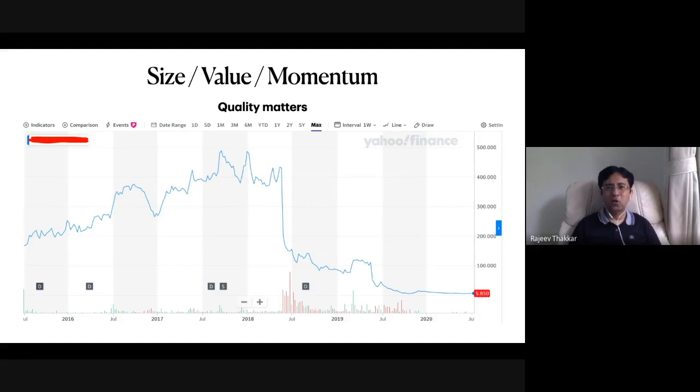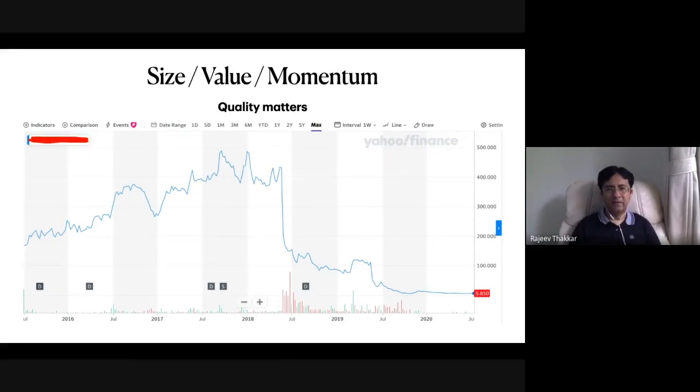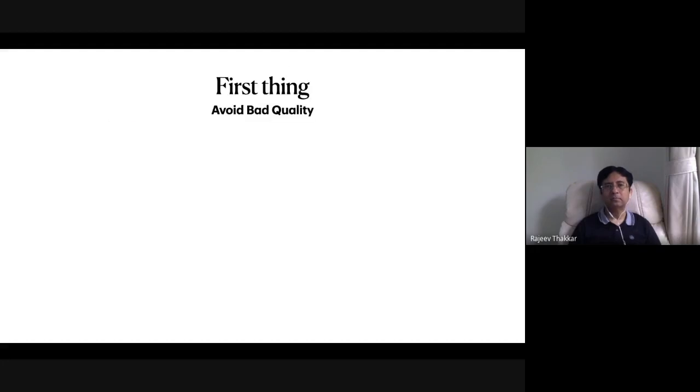So even if you had a stop loss in place, or even if you wanted to exit after the fraud was identified, there was no exit for many days or maybe months. This is what happens when you buy bad quality. It may be enjoyable for a while, but then you get into trouble. So quality matters whether you are using the size factor, value factor, or the momentum factor. And quality itself can be classified into two buckets. Let's see what those buckets are.